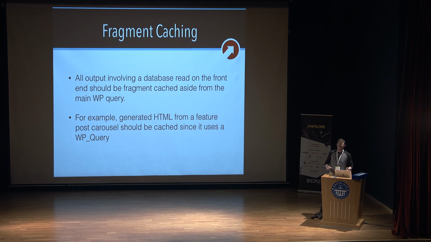Fragment caching is storing fragments of the page, compiled HTML, directly in cache. This is useful in a WordPress application when you're running a separate query for some piece of data, some part of the page. For example, a featured post carousel would probably use a WP_Query to pull in a bunch of posts. We would probably fragment cache that piece of the page in itself.